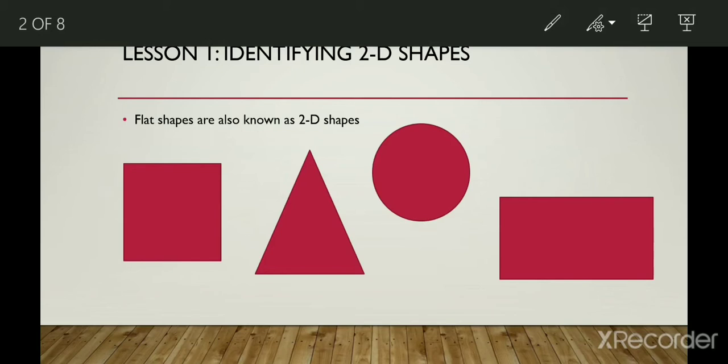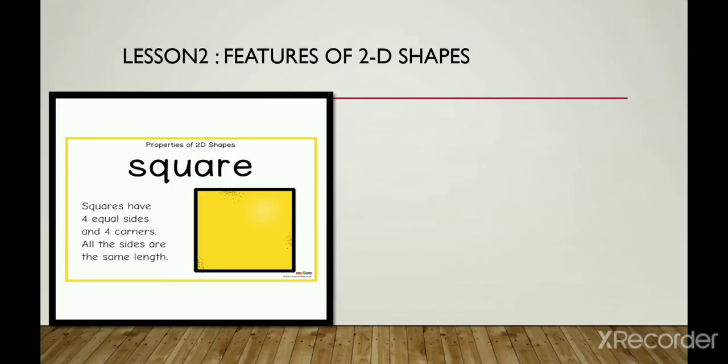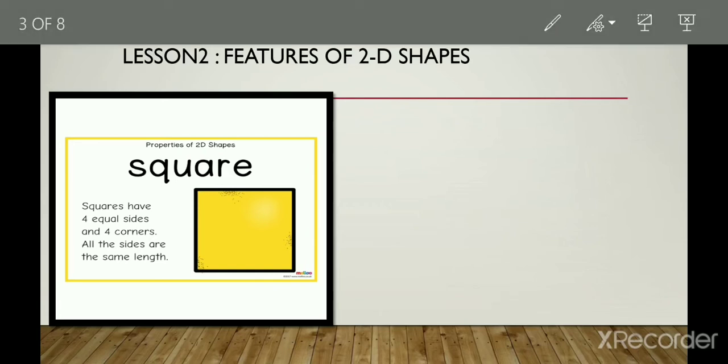Now coming to the next, features of 2D shapes. So one by one we will discuss the features of different shapes. Each 2D shape looks different. Most 2D shapes have sides and corners. Some 2D shapes have diagonals also. Now what is a diagonal? Do you know what is a diagonal? Well, a line joining the opposite corners of a 2D shape is called a diagonal.